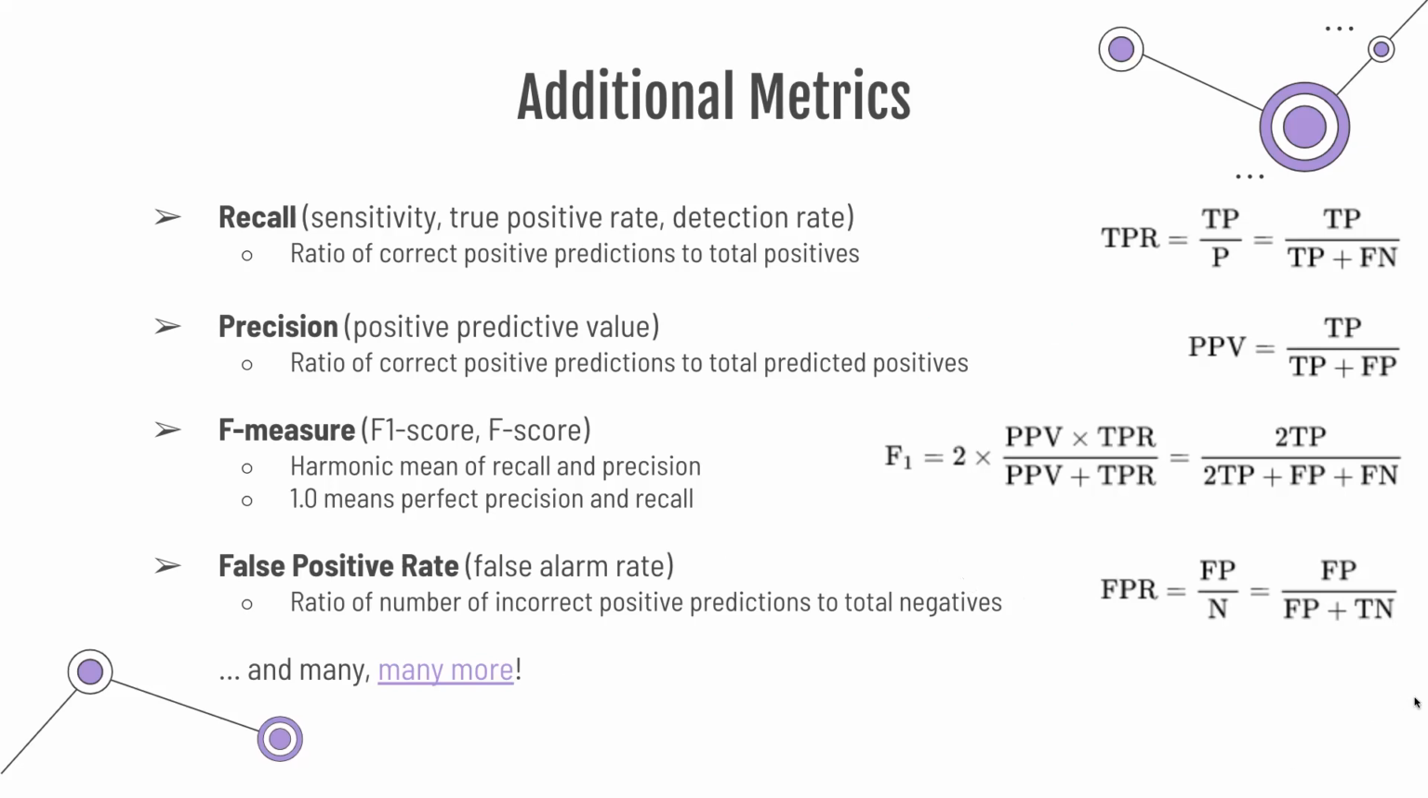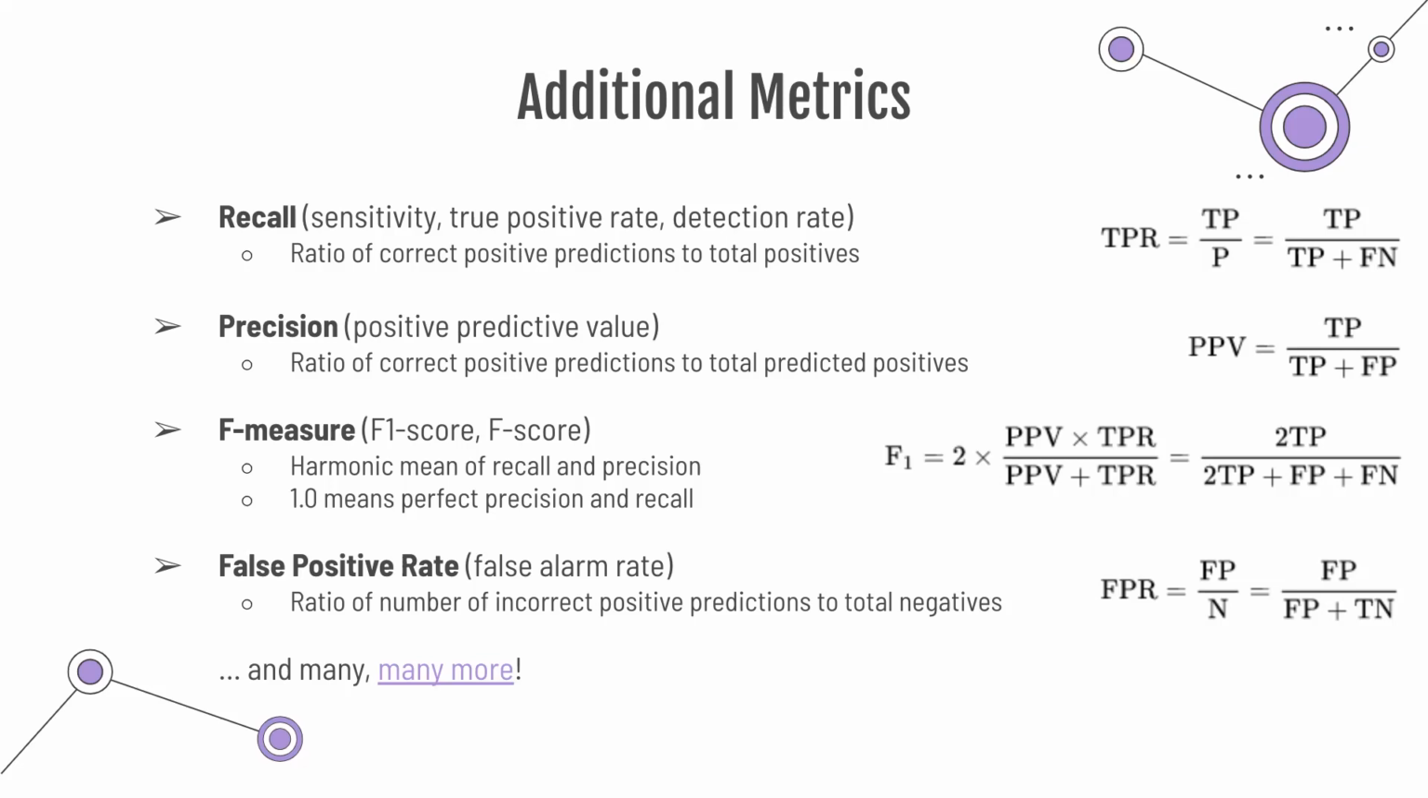Next up there is precision, which is also called the positive predicted value. This is the ratio of the correct positive predictions you made to the total predicted positives that you made. This one's a little simpler. It's derived straight from the confusion matrix. It's the true positives over the true positives plus the false positives. So it's the correct positives that you predicted over the total positives that you predicted.